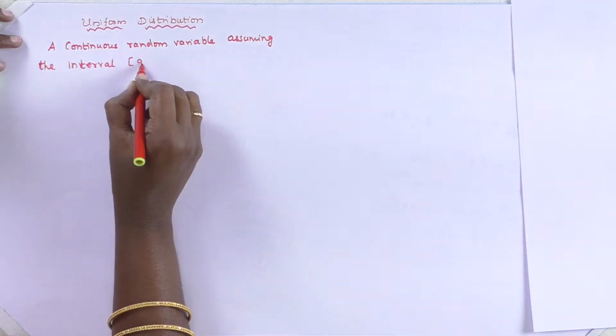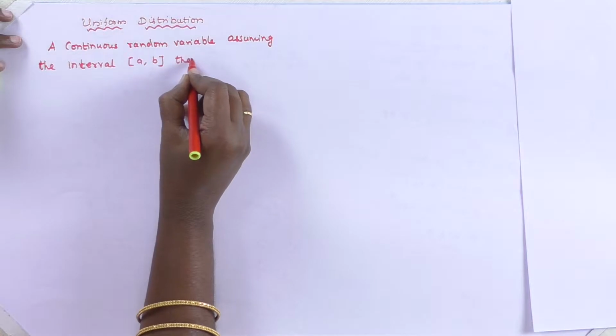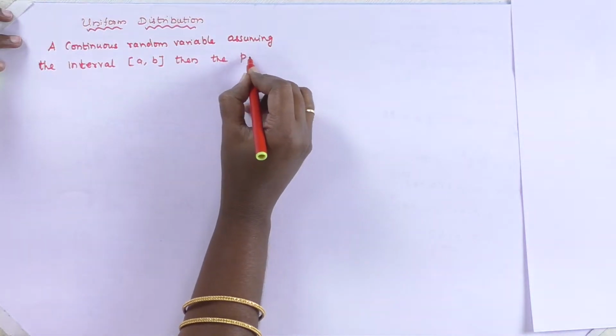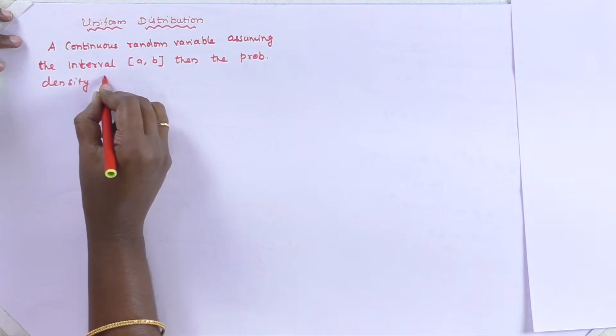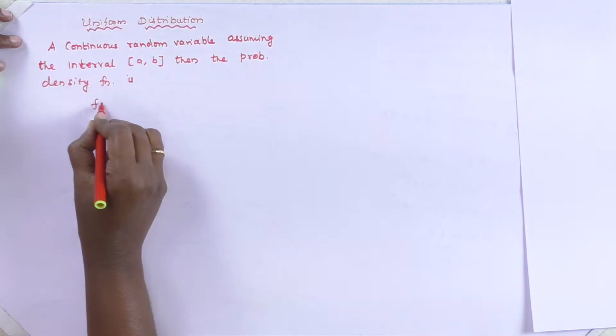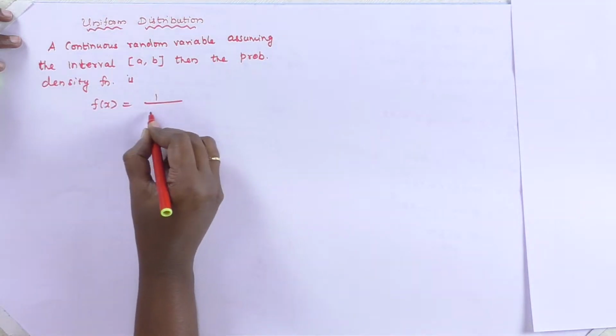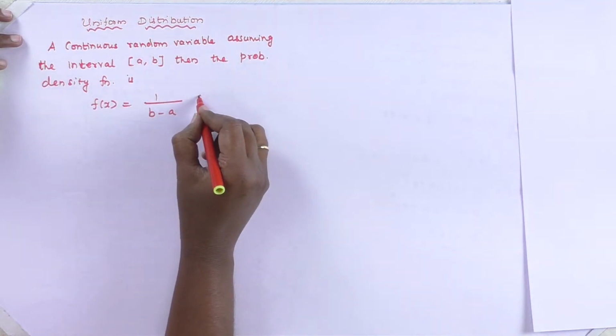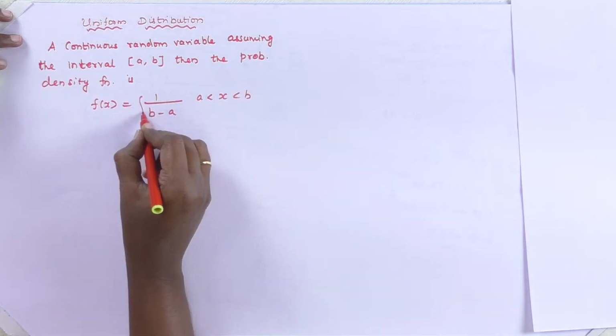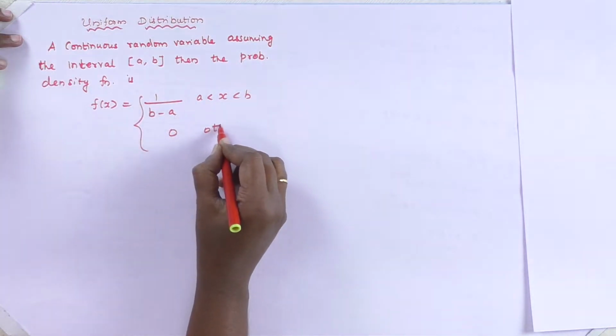Welcome to this video. In this video we are going to talk about the uniform distribution. Uniform distribution follows a continuous random variable. Assuming the interval lies between a comma b, then the probability density function is f of x is equal to 1 divided by b minus a, upper limit minus lower limit, for values within this interval a to b, otherwise the value will become 0.